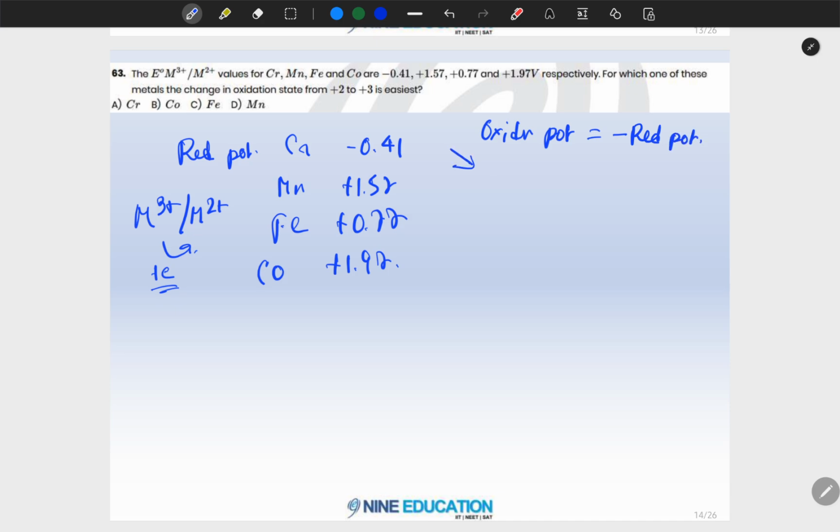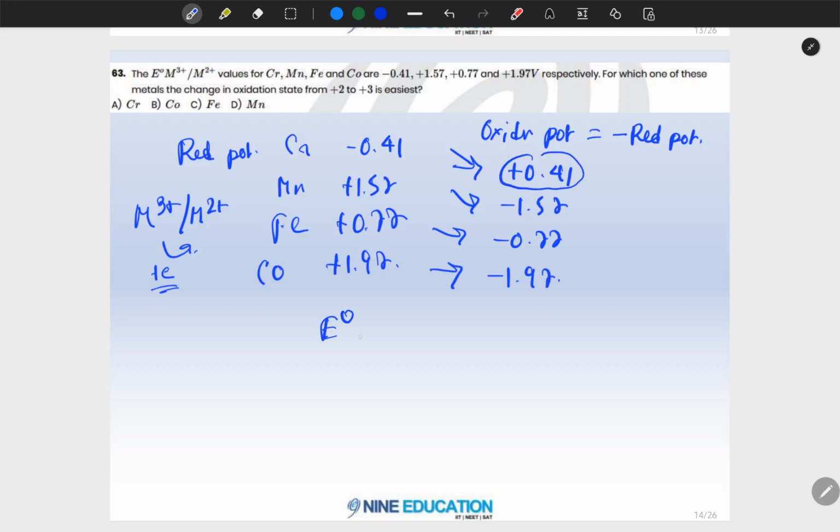So for chromium, what is the value of oxidation potential? That should be plus 0.41. For manganese, the value should be minus 1.57. For iron, the value should be minus 0.77. And for cobalt, the value should be minus 1.97. So clearly we are able to see chromium is having the highest oxidation potential.